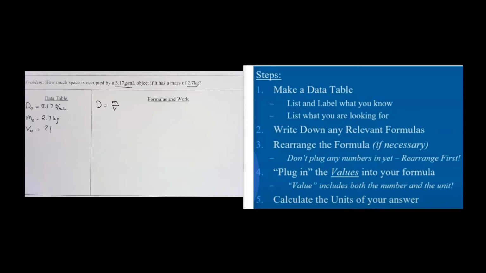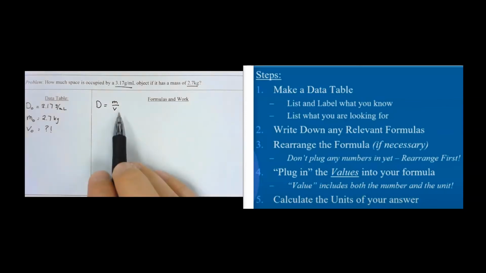Okay, density equals mass divided by volume. So that is a relevant formula here. Another way to write this, because it goes on along to step number three, is to rearrange the formula. So I don't want to solve for density. I want to solve for volume. So how do I do that? You want to reorganize this so you get V equals whatever, not D equals M over V.